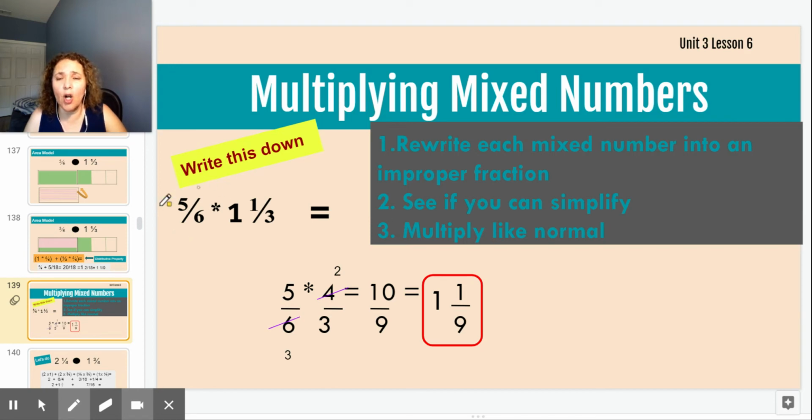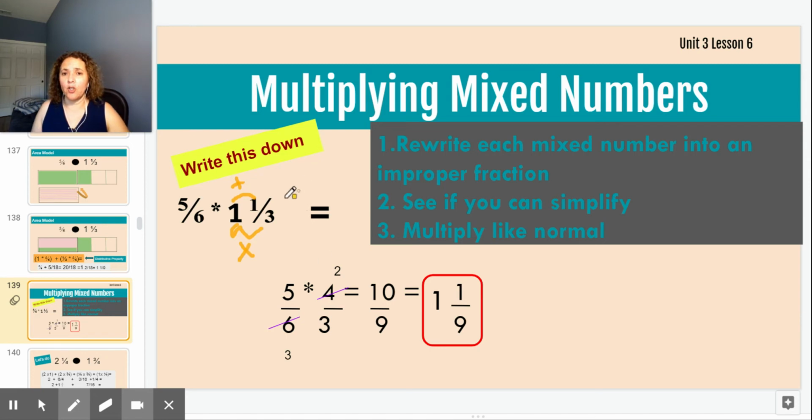So this one's already a regular fraction, so it stays. So this is a mixed number, and I'm going to turn that into an improper fraction. Then see if you can simplify. And then third, multiply like normal. So remember, to turn this mixed number into an improper fraction, I multiply, then I add. 1 times 3 is 3, plus 1 is 4, gives me 4/3.